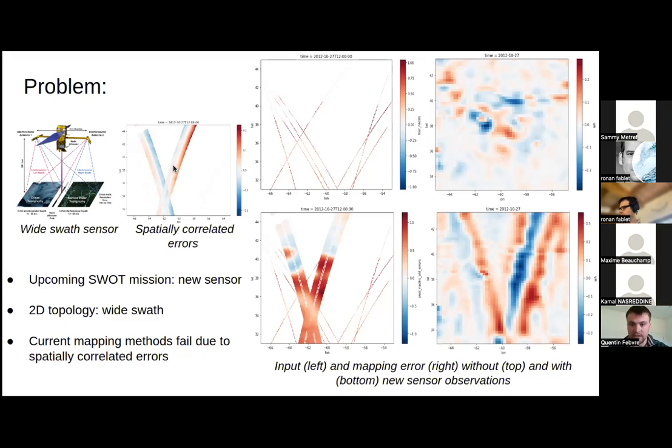To visualize the impact of those errors on the quality of the map produced by the operational chains, we have the 4 panels on the right. On top, without the new observations, we have the nadir observations and the corresponding mapping error. Below, if we add the SWOT observations, we can see the new topology of observations. But because of the spatially correlated errors, the mapping error is actually bigger, even though we have more data, and with big artifacts.